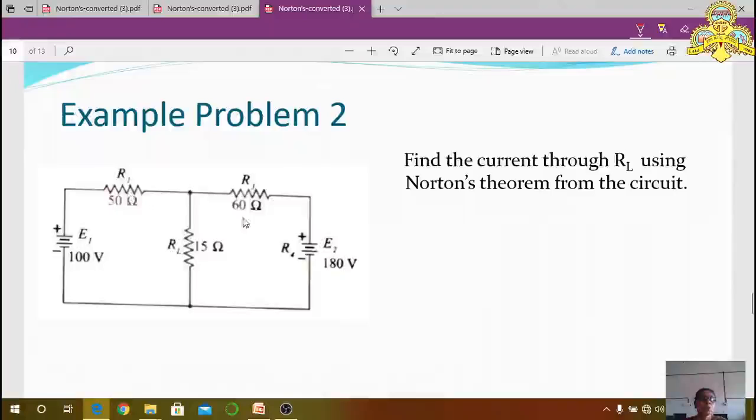Example 2: find the current through RL using Norton's theorem from this circuit. Here we have two resistors R1 and R3, and one resistor of 15 ohms. E1 and E2 are voltage sources, 100 volts and 180 volts.